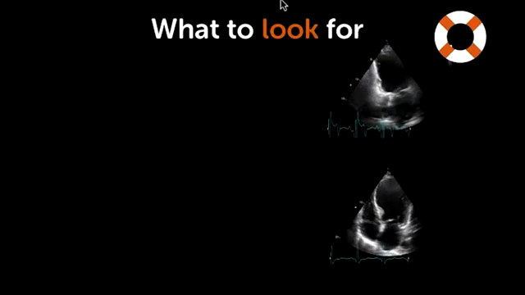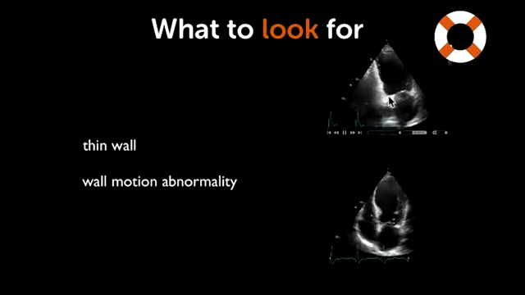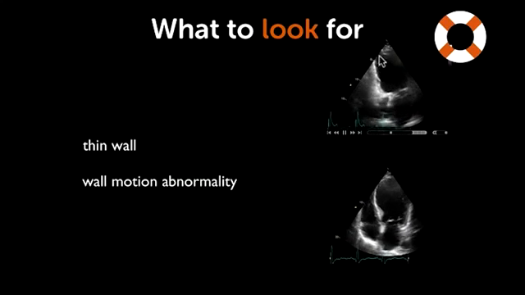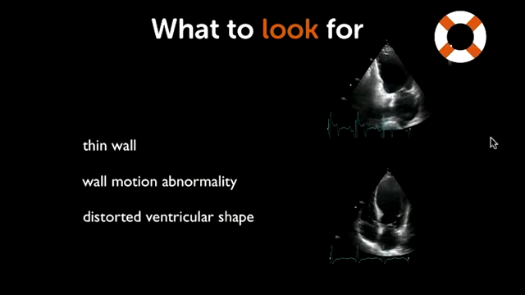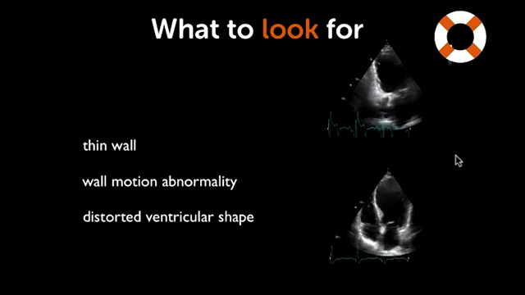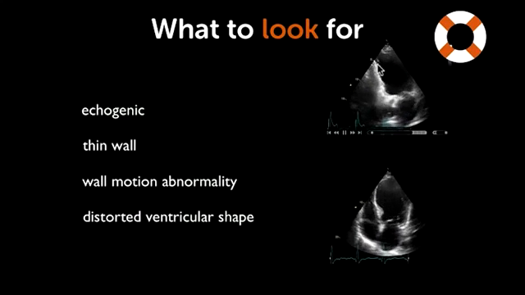What exactly should we be looking for to detect wall motion abnormalities? A thin wall, this is such an example. Wall motion abnormalities, as I described them, you can see them here in the inferior part and the entire septum. A distorted left ventricular shape. Just take a look at this ventricle here. It does not look like a bullet anymore. And the myocardium should be fairly echogenic if you are looking for a scar.